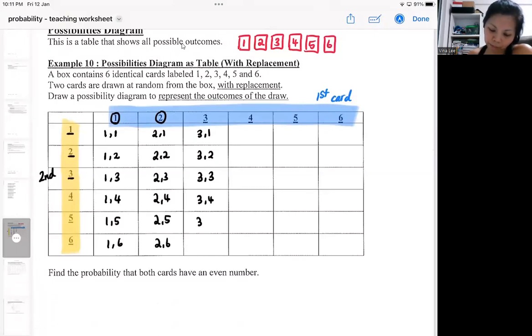So just be a bit patient to write out all the outcomes. Usually it's not very tedious. It's quite possible to write it all out. At the end of writing everything out, you should look at the total number of possible outcomes.